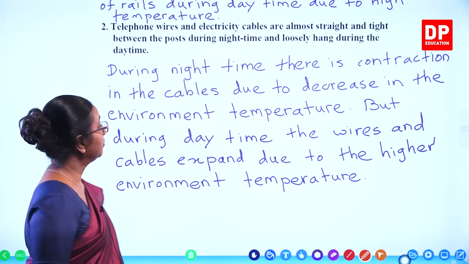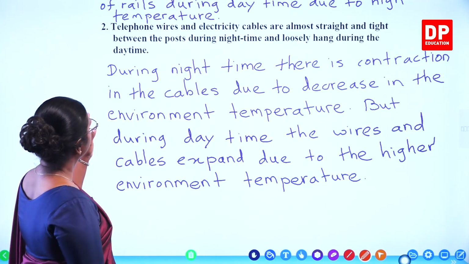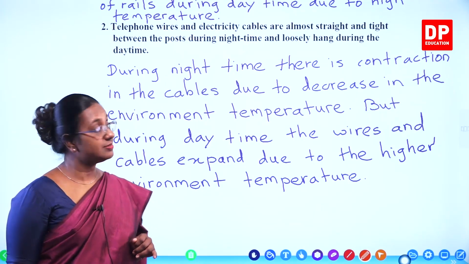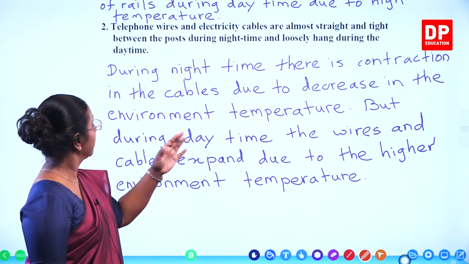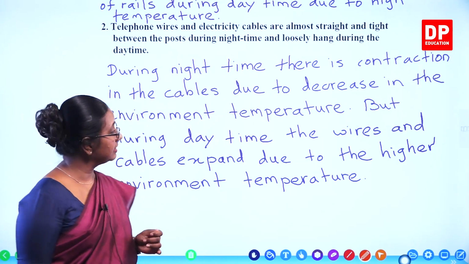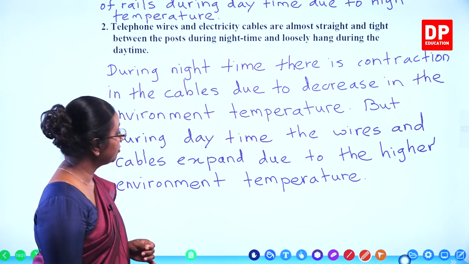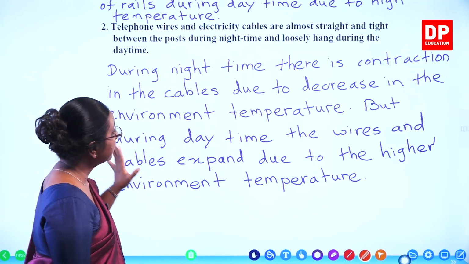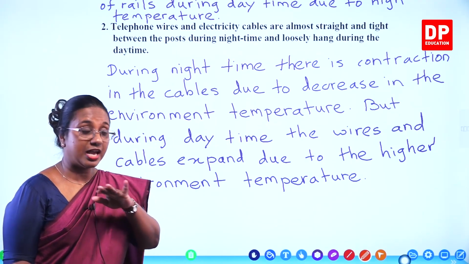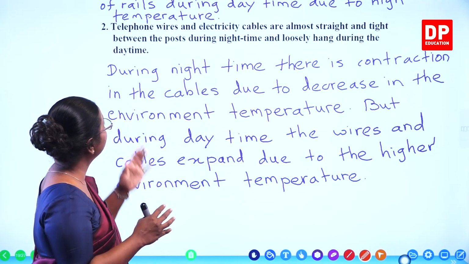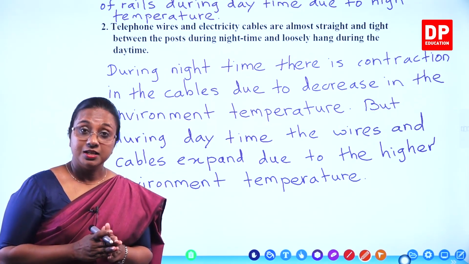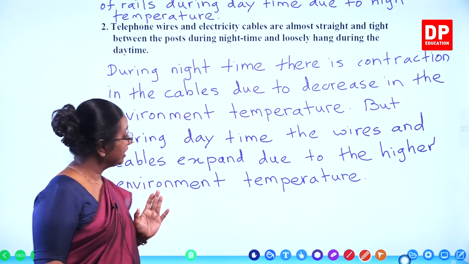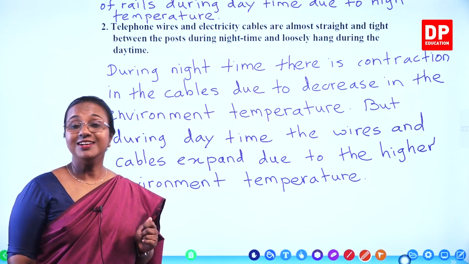So that is how we can explain this observation. During night time, there is contraction in the cables due to decrease in the environment temperature. But during daytime, the wires and cables expand due to the higher environment temperature. So because of that, you can see this observation. They are tight and almost straight between the posts, whereas during the daytime, they will be loosely hanging. So with that, students, I will move on to the next question.